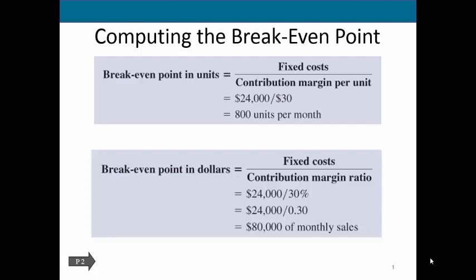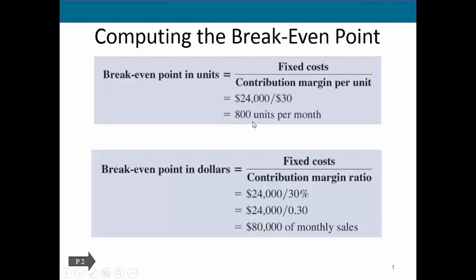Alright, so expanding on what we had already begun, a couple slides back, we calculated the contribution margin per unit and then that contribution margin ratio. If you'll remember, we had a contribution margin per unit of $30 or 30%. We're now being told that our fixed costs are $24,000. So what is our break-even point in units? Divide fixed costs by the contribution margin per unit, and this tells us in order to have a profit of 0 or to break even, we need to sell 800 units.